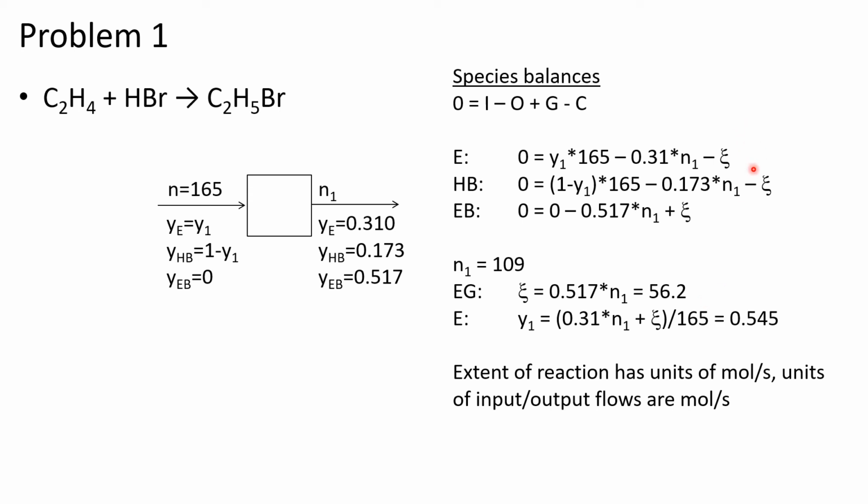And then from the ethylene balance, we're going to solve for y1. If you rearrange this equation up here, y1 is 0.31 times N1 plus xi, divided by 165. We end up with a value of 0.545. Now the extent of reaction is going to have the same units as the other terms in this mass balance. The flow rates in and the flow rates out are both in moles per second, so the units of xi also have to be moles per second.